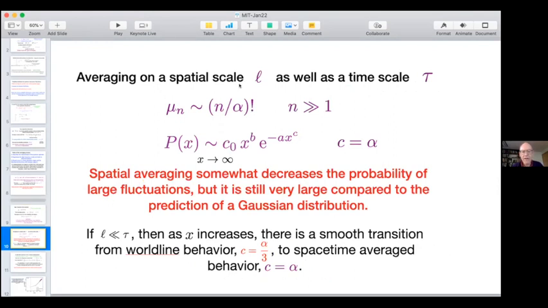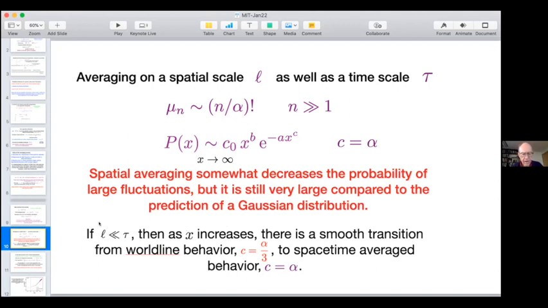Now, if we average on a length scale, L, as well as the time scale, then the asymptotic form of the probability of the moments grows a little more slowly, n over alpha factorial for a very large n. That leads to a probability distribution that falls off like essentially x to the alpha as opposed to alpha over 3. So this is still more slowly than an exponential. So as you might expect, spatial averaging decreases the probability of large fluctuations, but it's still very large compared to what you've gotten from a Gaussian fluctuation.